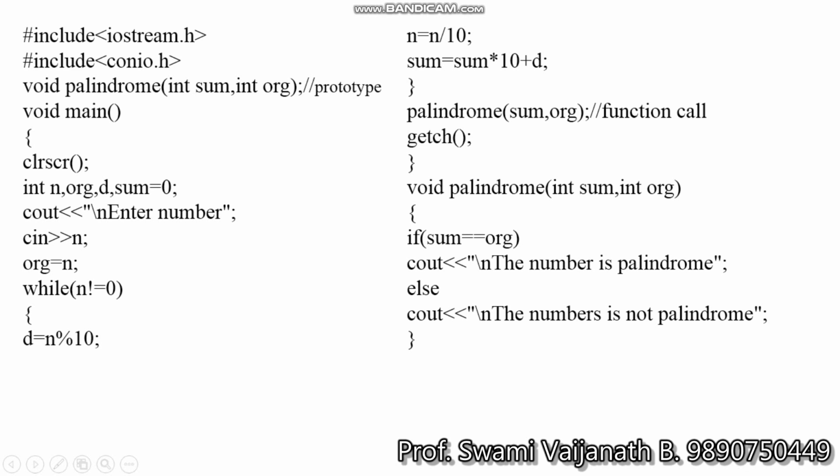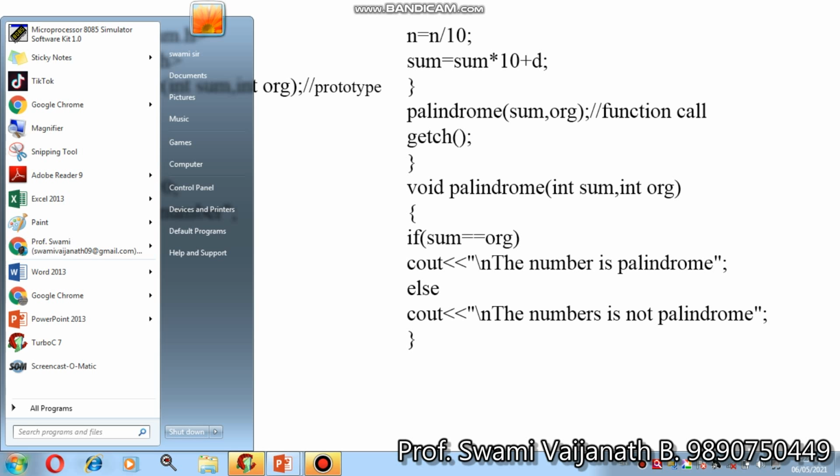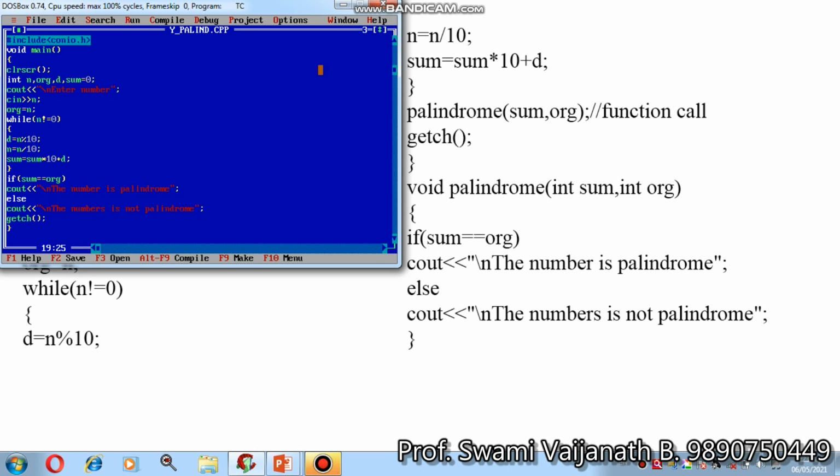Here palindrome sum comma org is called a function call, which is checked against the function prototype. When the function prototype is matched, the main function calls the sub function, and the sub function compares whether the calculated sum is equal to the original number. If it is equal, it displays the number is palindrome, or if not equal, it displays not palindrome. Let's see practically with one C++ program.